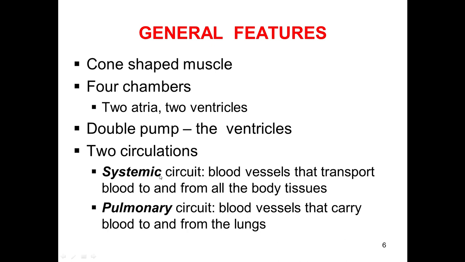Systemic circulation means the blood vessels that transfer blood to and from all the body tissues, while pulmonary circulation means the involvement of the lungs, that is, the blood vessels carry blood to and from the lungs.